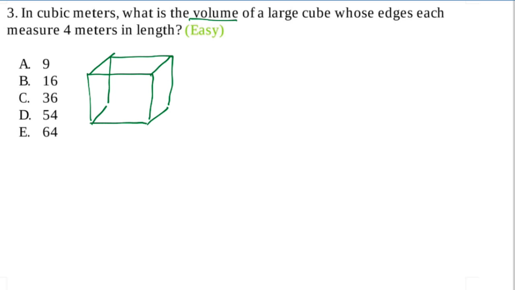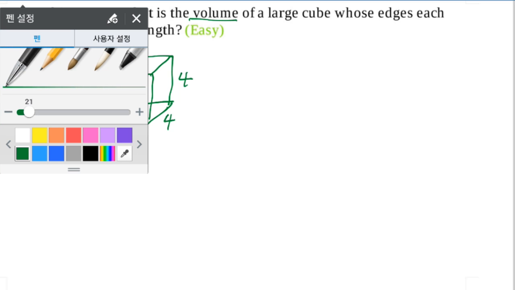Remember, ACT is a timed test, so your diagram should not take you more than 10 seconds. Here we have a cube. It's not perfect, but it's okay. And we're going to label all the sides or edges 4 inches. So width is 4, the length is 4, and the height is 4.